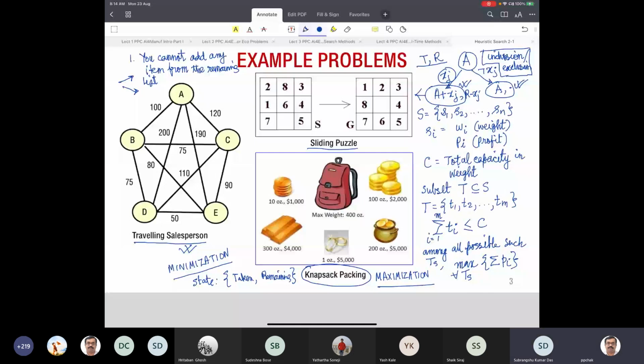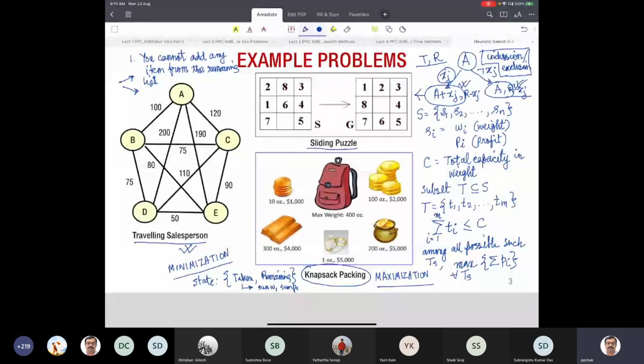So a state will have taken, remaining, and obviously from taken you can find out the total sum of weights and the total sum of profit. Both of them you can find out. That is not an issue. So one goal state is that you cannot choose any item from the remaining set and add it without exceeding the weight limit. Any other goal state? Empty remaining set. Yes, the second goal state is empty remaining set.